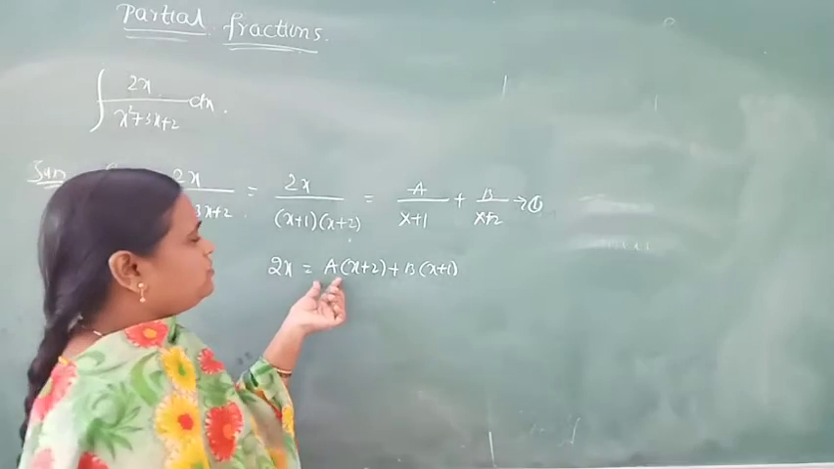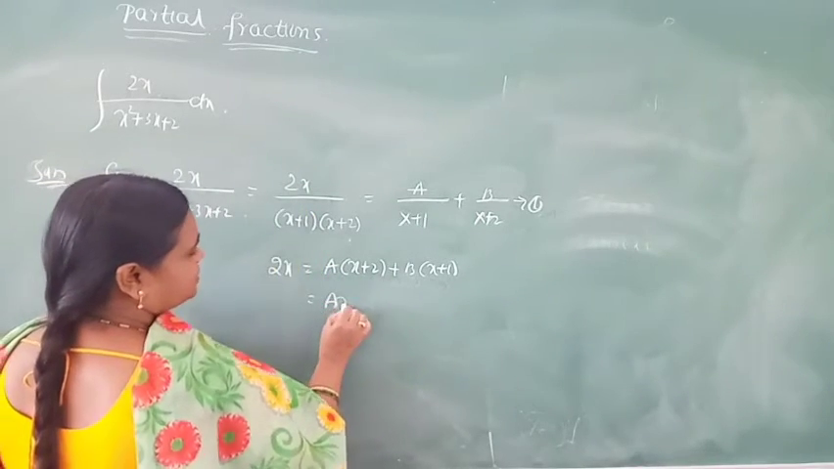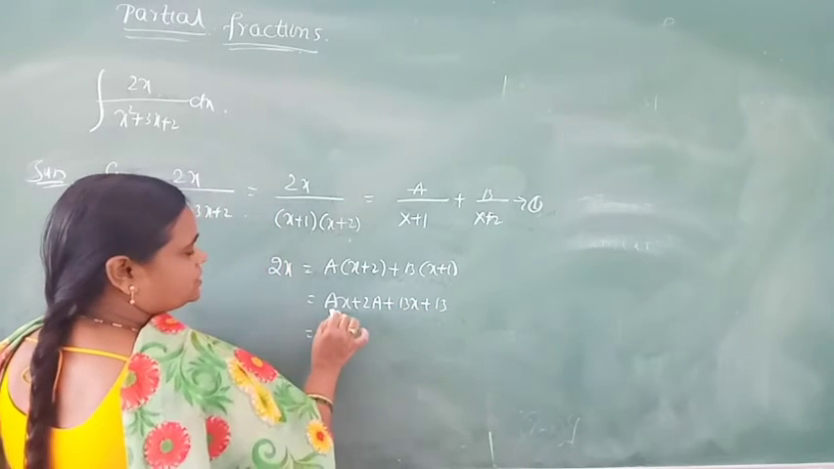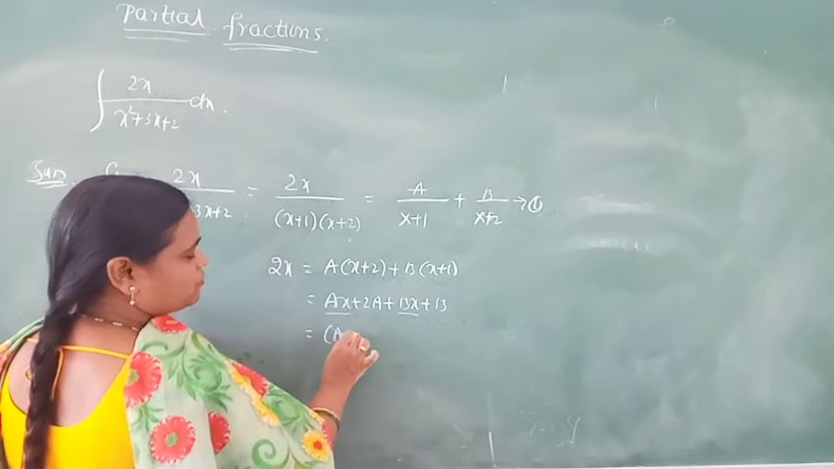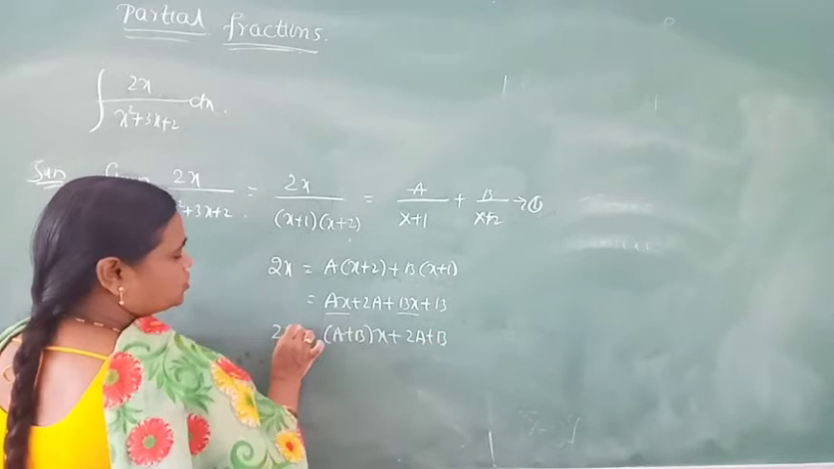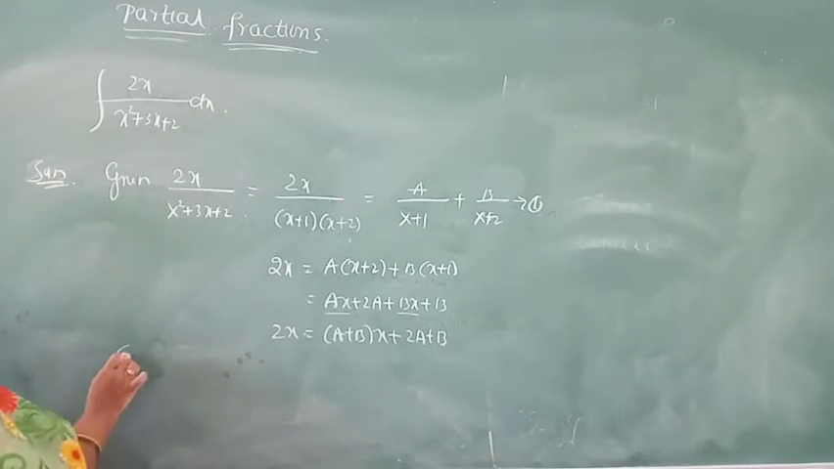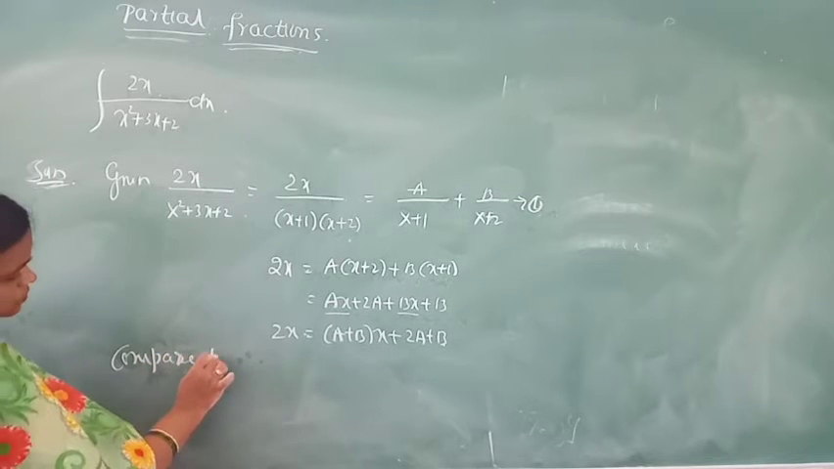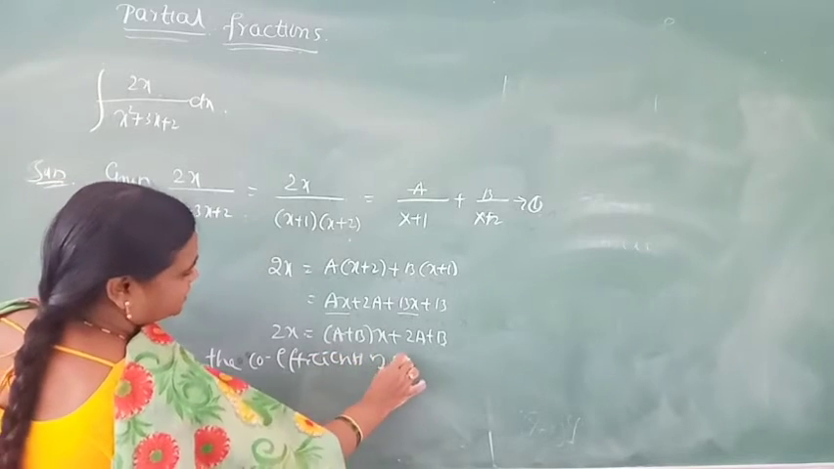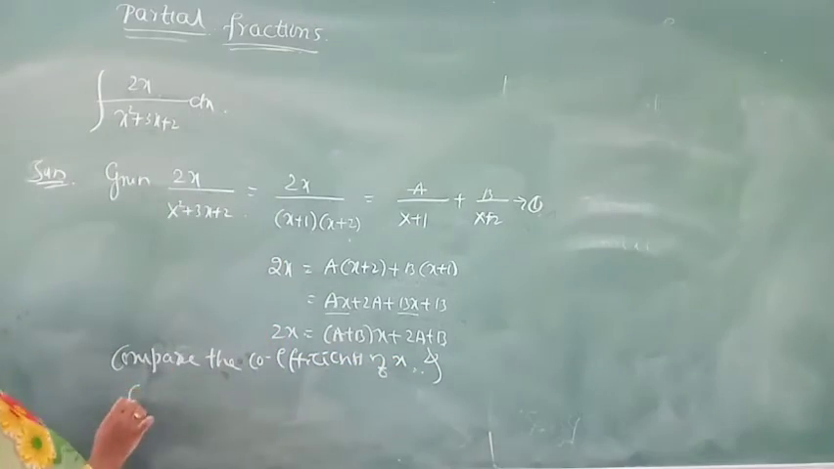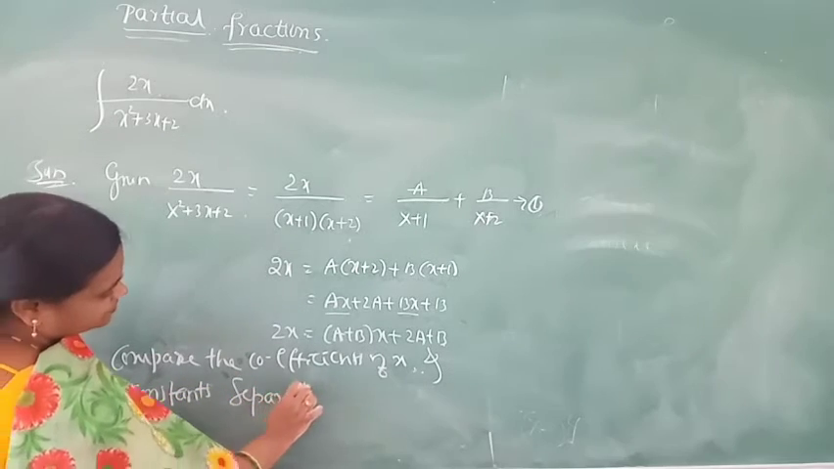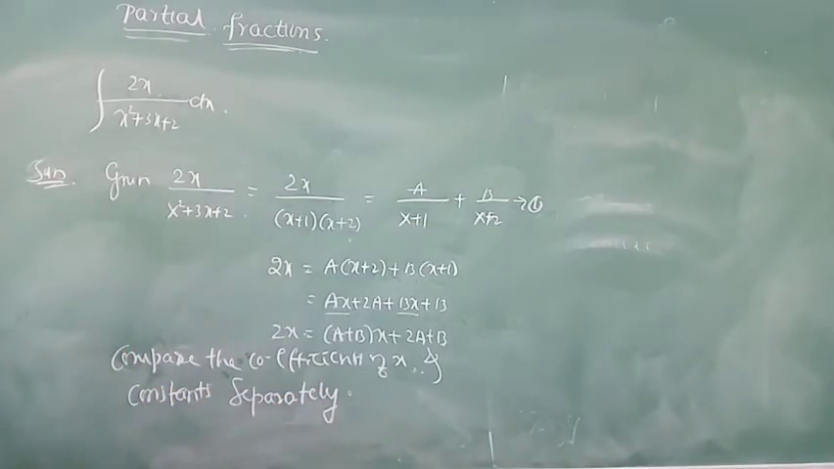Next step is to calculate the value of a and b. For that, multiply: ax plus 2a plus bx plus b. See, ax plus bx, which one is common? x. Therefore, we can write a plus b of x, plus 2a plus b, is 2x. Next, compare the coefficients of x and constants separately.